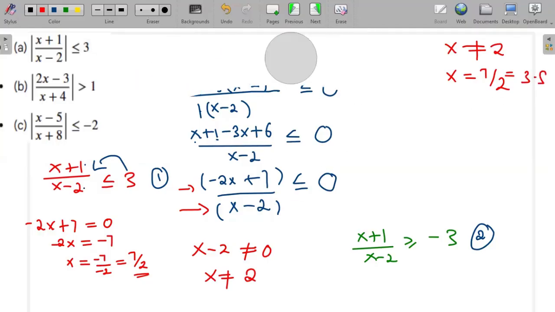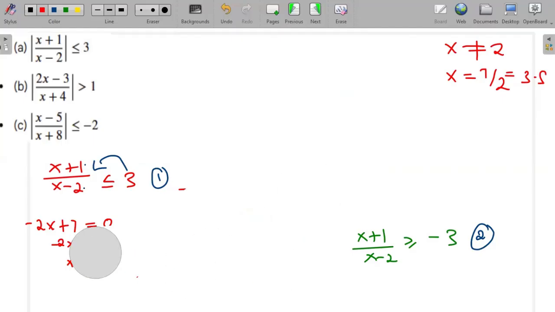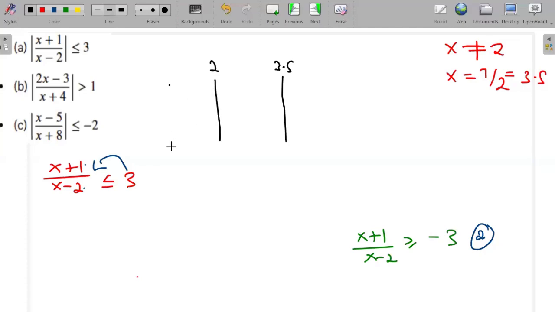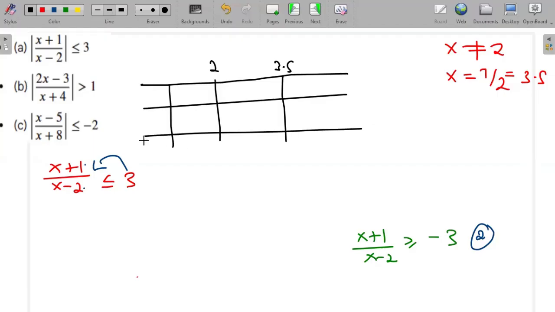Once we have those critical values, we can write this on the sign table. So let's put the sign table, 2 and then 3.5 somewhere, and then we divide this into a table. This one here will be x plus 1. No, what was the factor that I got?